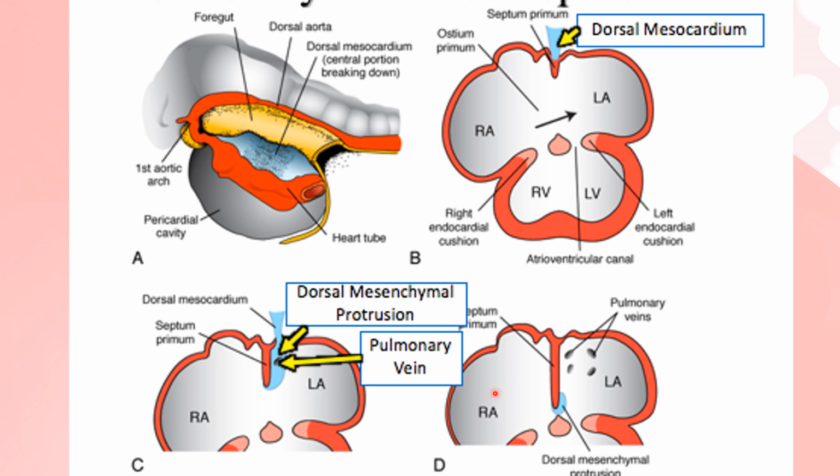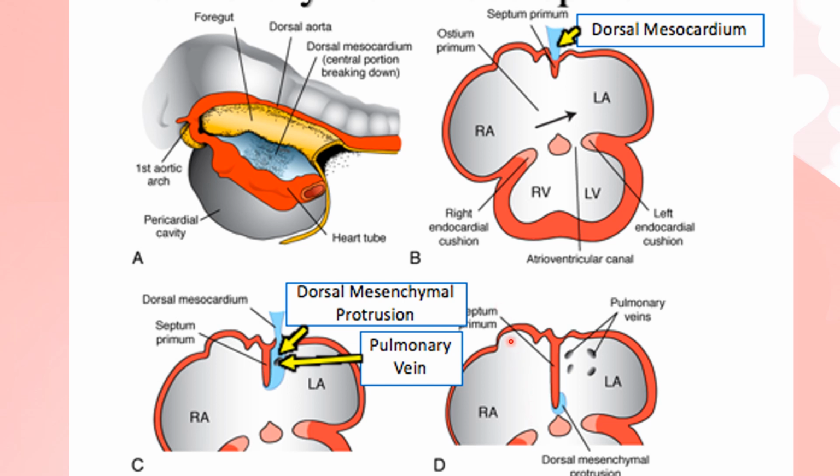As a result, you can see four separate openings of the pulmonary veins into the left atrium. You can see the right atrium and the left atrium, and this is the septum primum which is forming. This is the dorsal mesenchymal protrusion, which contributes to the end part of the interatrial septum, and it meets the endocardial cushions here. This is the smooth walled part of the left atrium, and here is the smooth walled part of the right atrium.